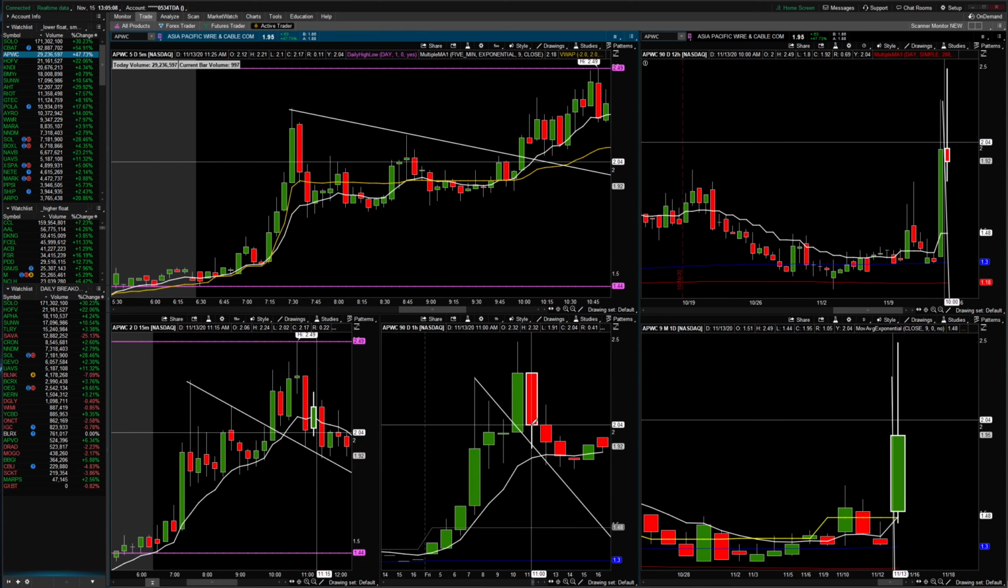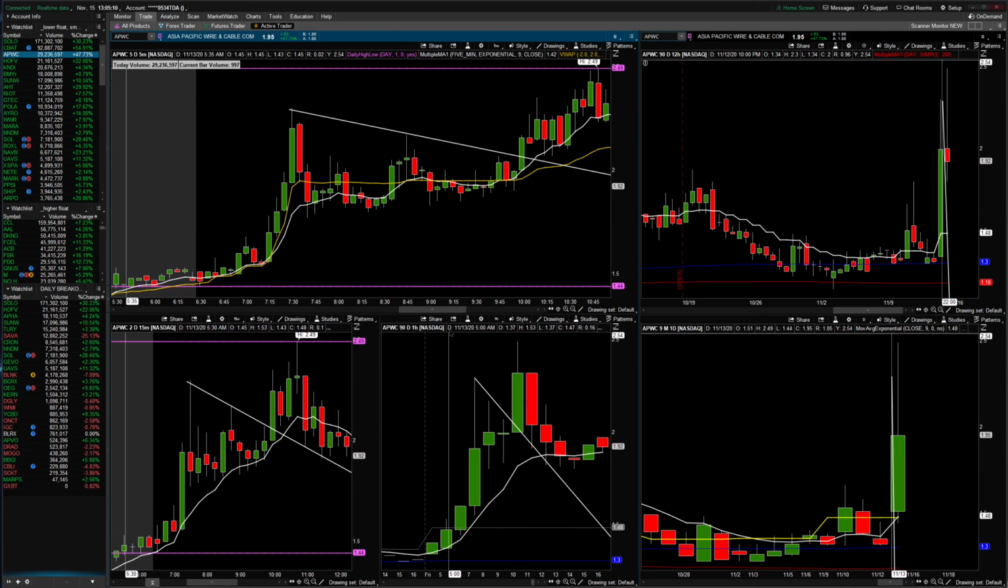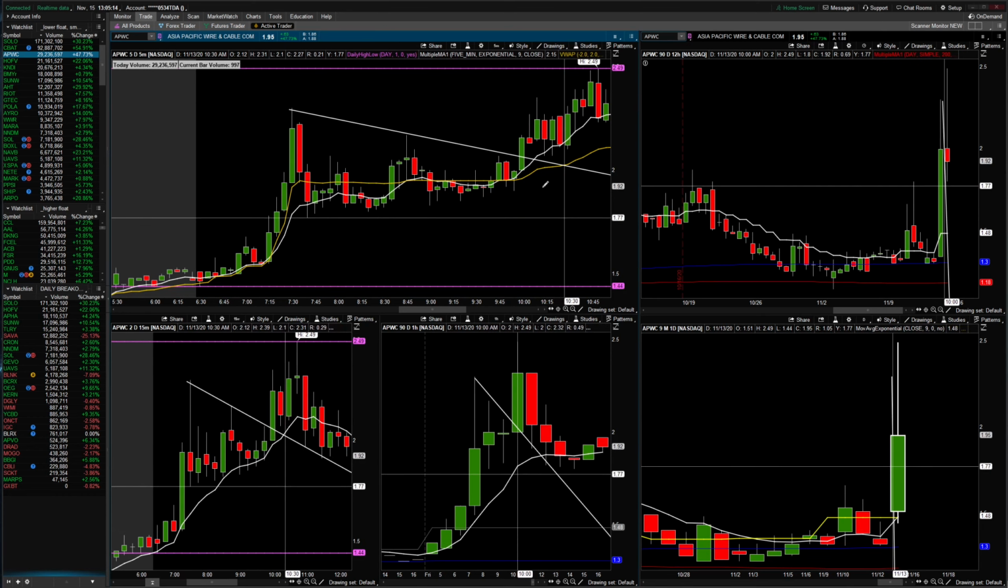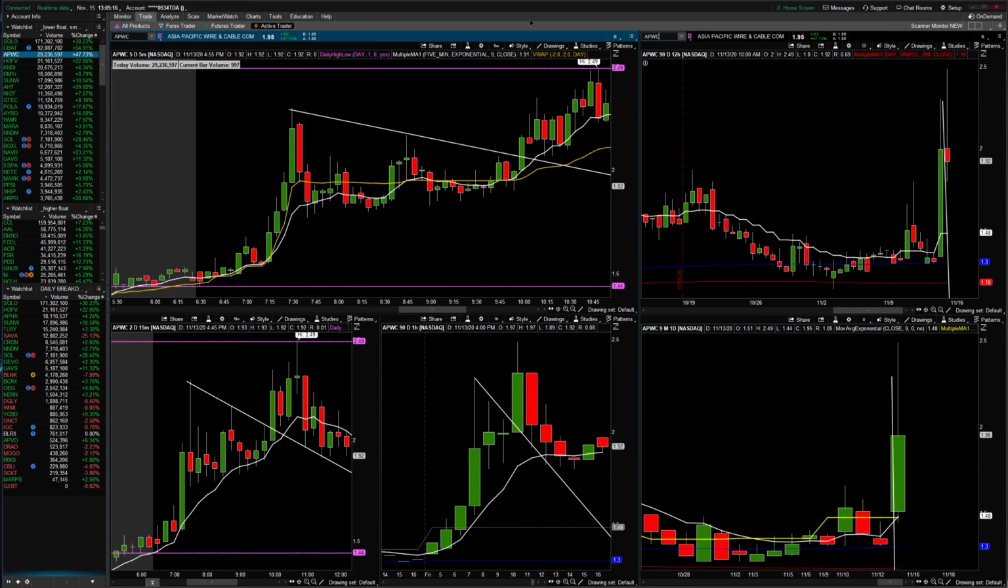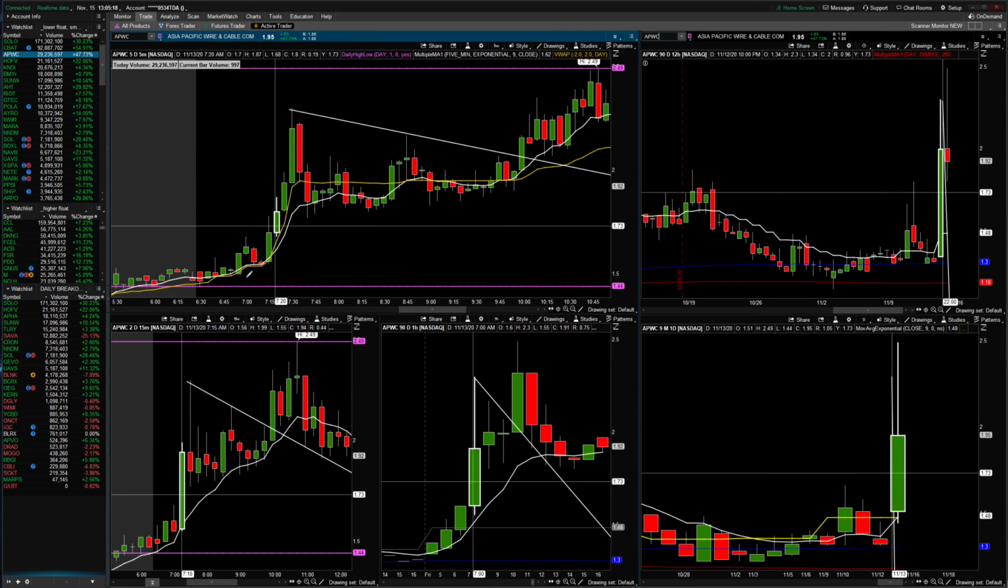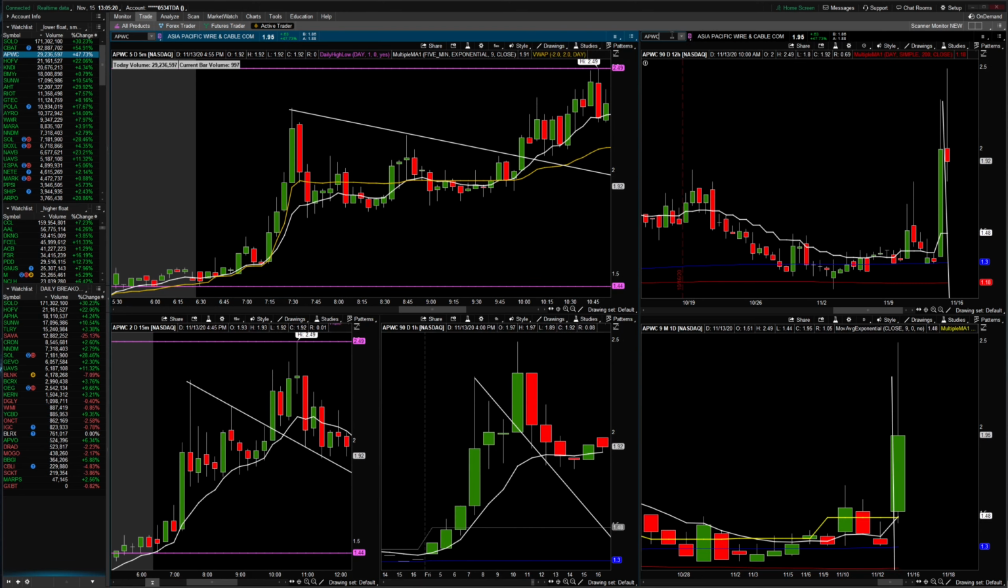The more extension there is from the 9 EMA on multiple time frames, the less likely you're going to get follow through. The closer the candles are to the 9 EMA on these 3 time frames here, the better, right? The more upside potential.